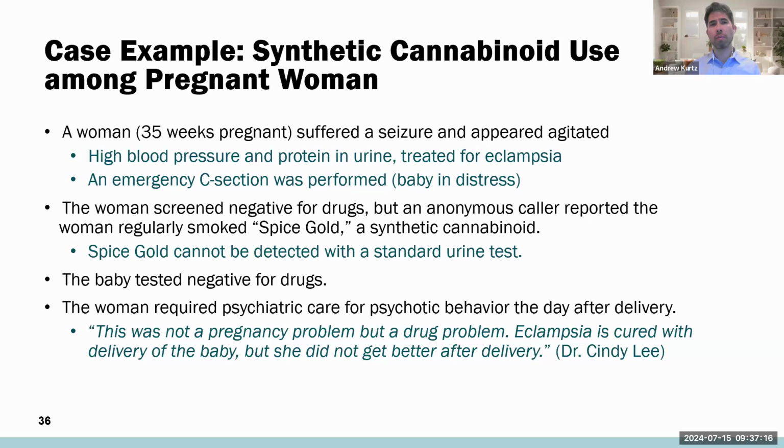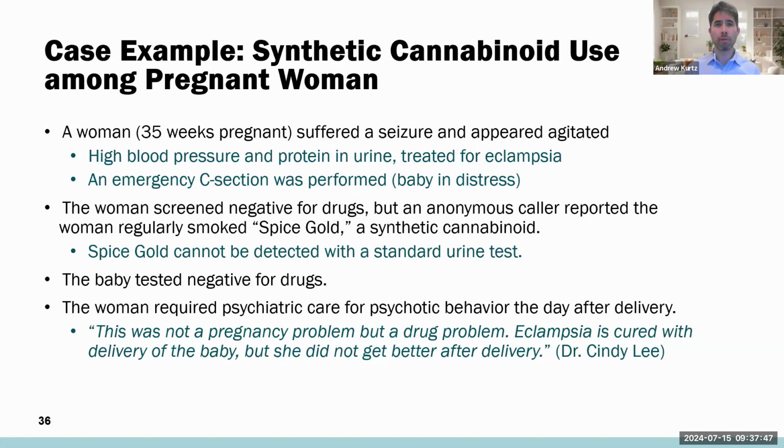One particular case example, a woman who was 35 weeks pregnant, suffered a seizure. She was agitated. Upon admission, she had high blood pressure, protein in urine. She was treated for eclampsia. An emergency C-section was performed, just the treatment to address eclampsia symptoms. The woman screened negative for all of the typical drugs that are screened in this health setting. An anonymous caller actually reported that the woman had smoked Spice Gold, a synthetic cannabinoid.